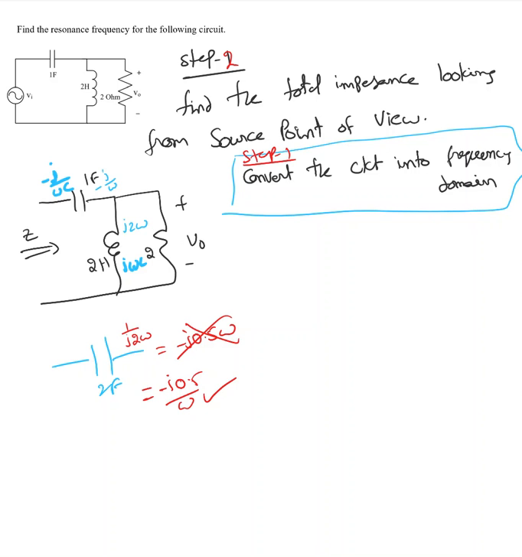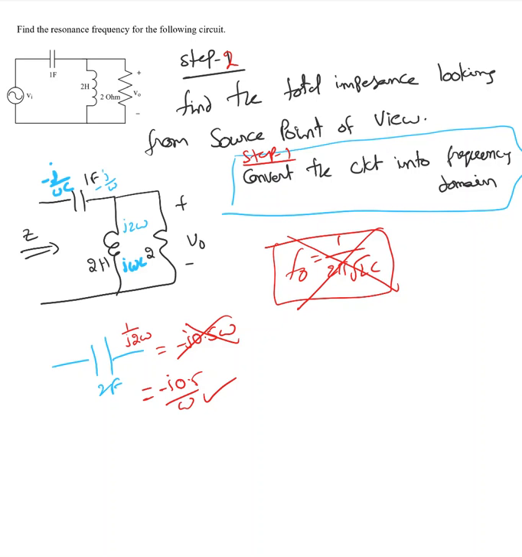Now, the first silly mistake I saw in the past: people try to find f naught equal to 1 over 2 pi square root of LC. This is valid only for a series or parallel combination circuit. You cannot use this for this circuit. If you use this formula to find f naught in this circuit, I'll probably give you only 1 or 2 points out of 30-40 points. That's a lot of difference. So make sure that you don't use this formula to find the resonant frequency.